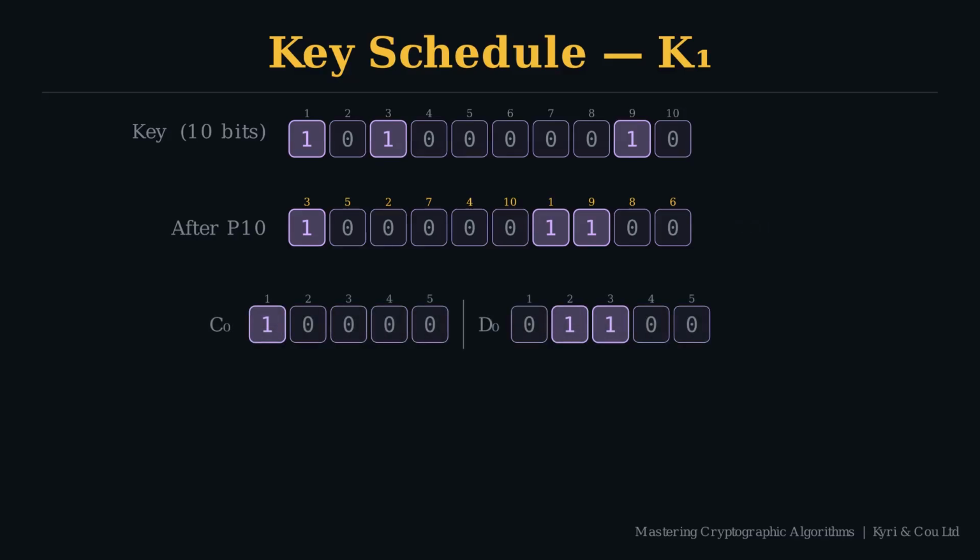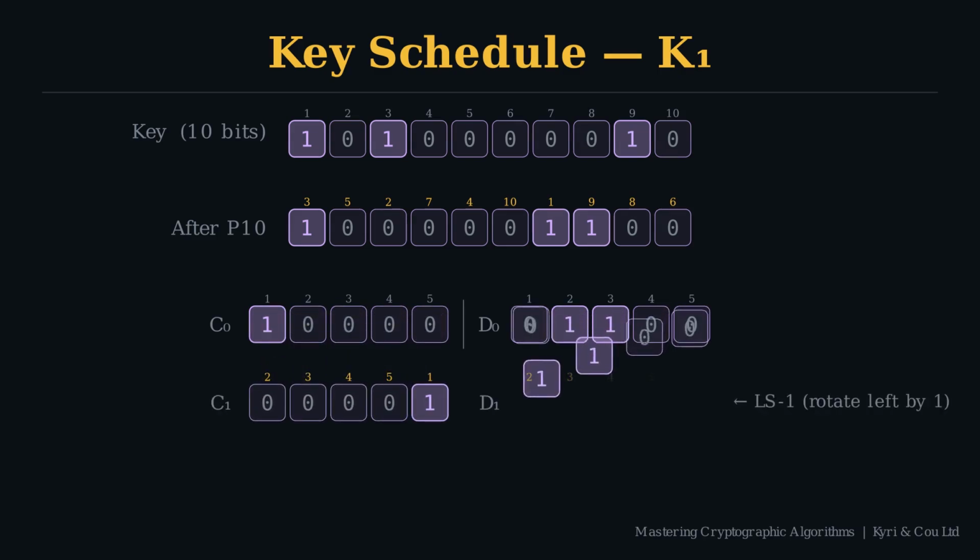Now we split the shuffled key down the middle. The left 5 bits become C0 and the right 5 become D0. Next, each half rotates left by 1 position. It's a circular shift, so the bit that falls off the left end wraps around to the back. Watch what happens to C. 10000 becomes 00001, with the leading 1 wrapping around to the back. D does the same thing independently.